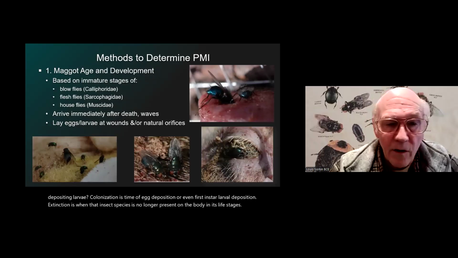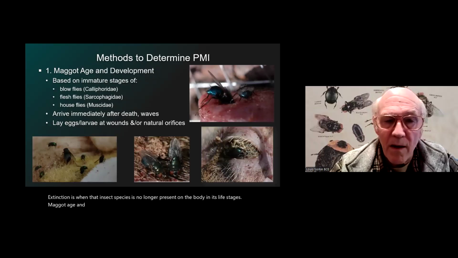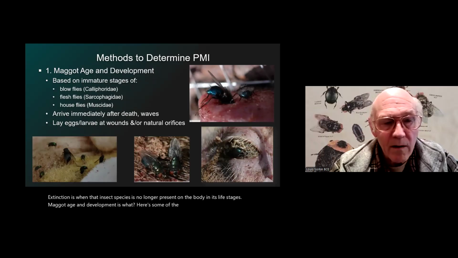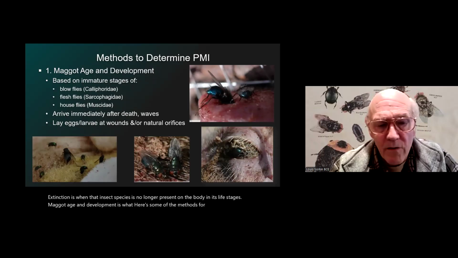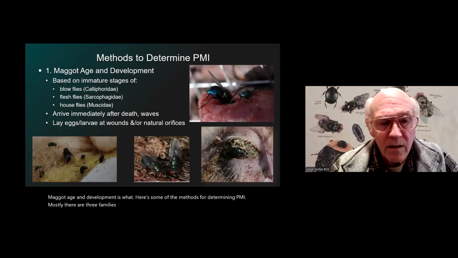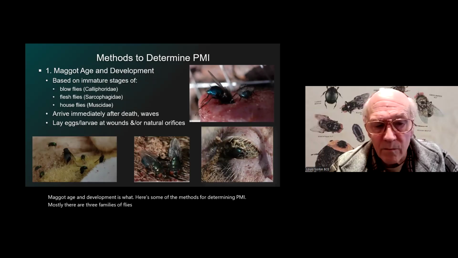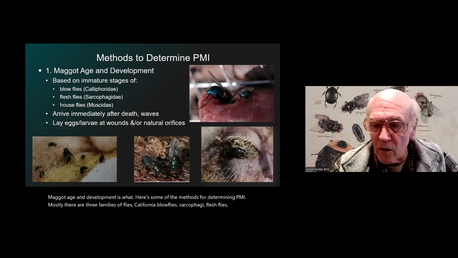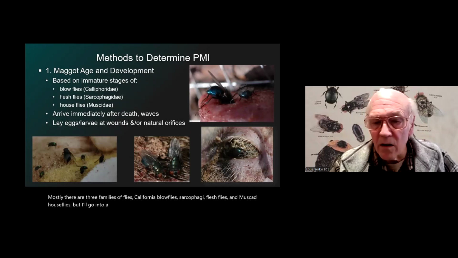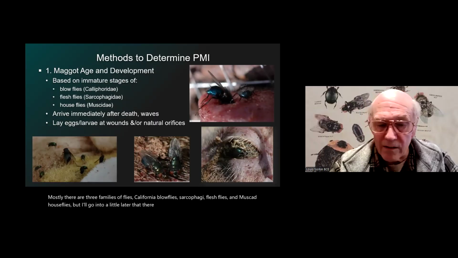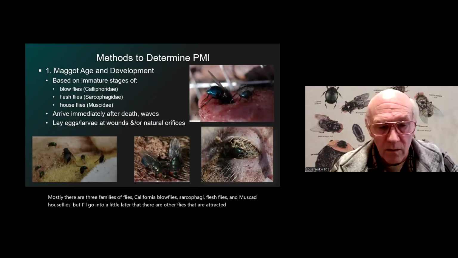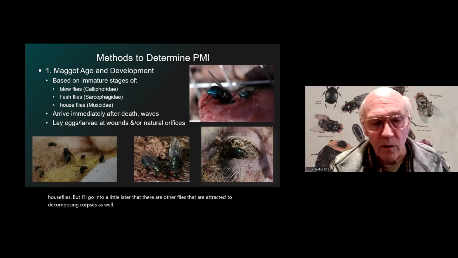Maggot age and development is one of the methods for determining PMI. Mostly there are three families of flies: calliphorid blowflies, sarcophagid flesh flies, and muscid house flies. But I'll go into a little later that there are other flies that are attracted to decomposing corpses as well. It's not just these typical ones.